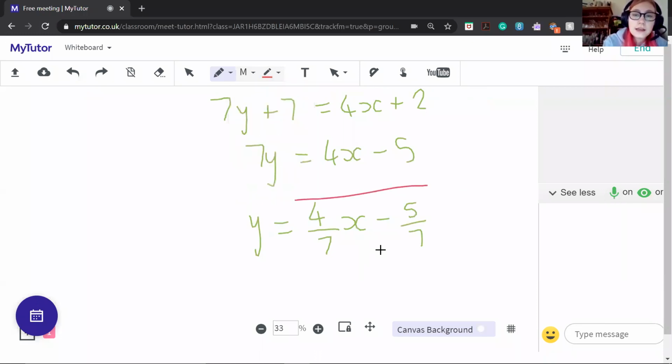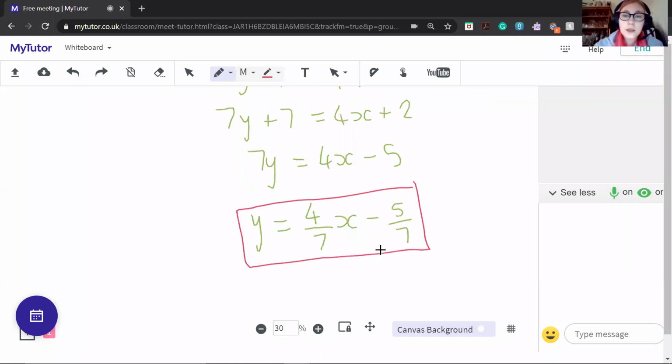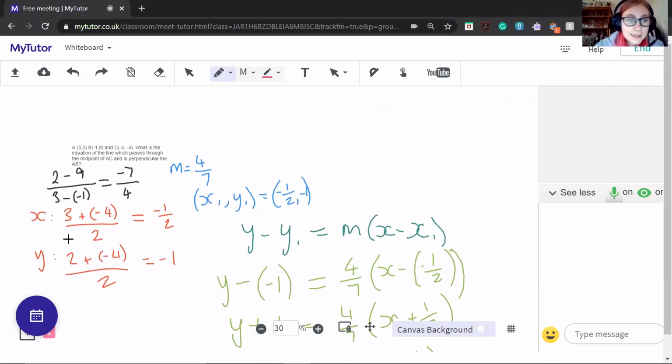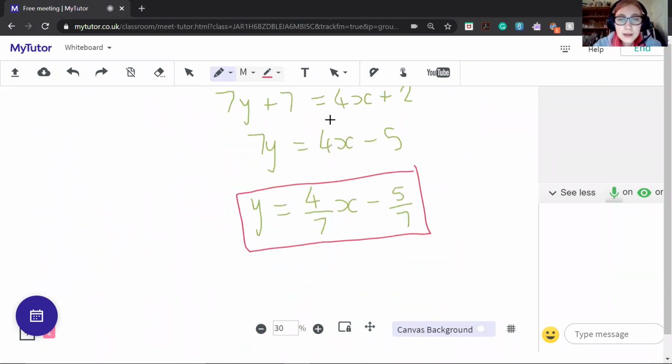And that is the equation of this line, which has actually worked out quite nicely considering our question was this horrible kind of passes through the midpoint, is perpendicular to this. And we can see the gradient is 4/7, just as we said it would be. And this just means that the y-intercept is minus 5/7. So it's got a positive gradient and it intercepts the y-axis on the negative side.